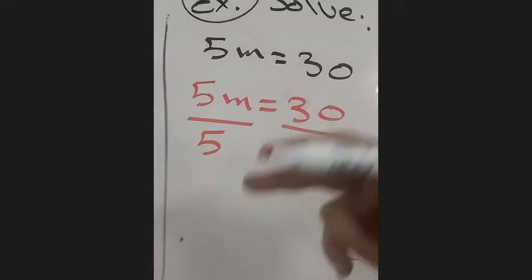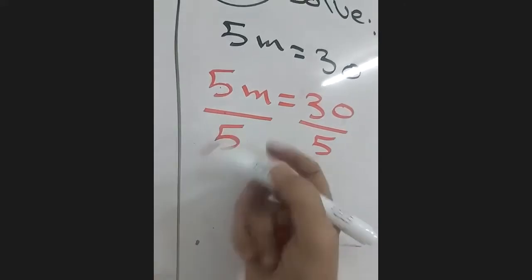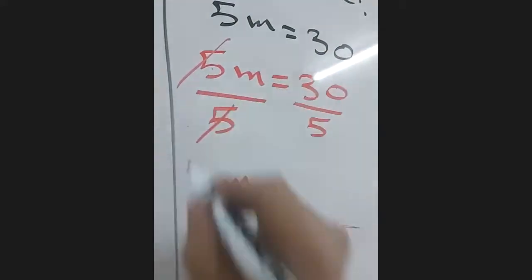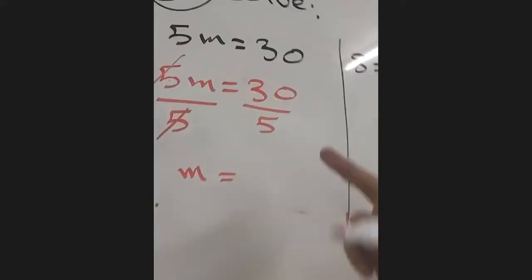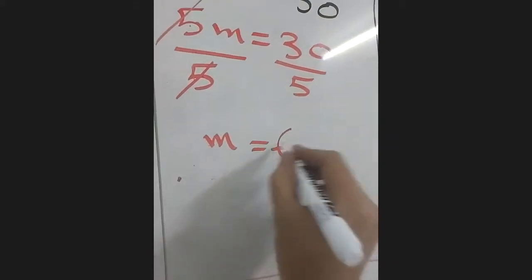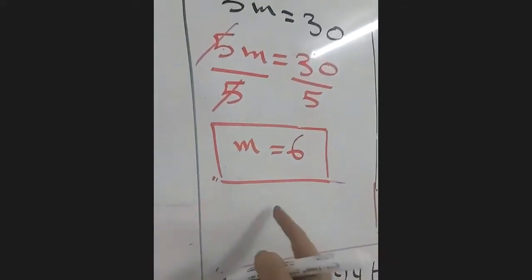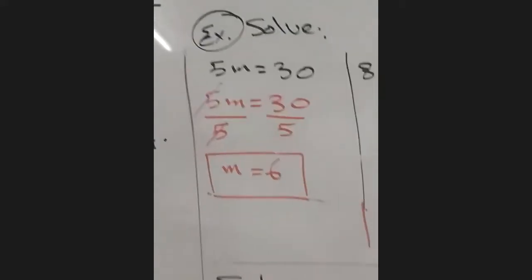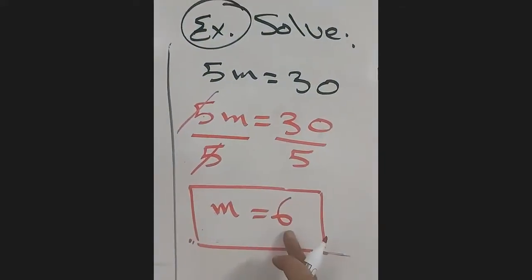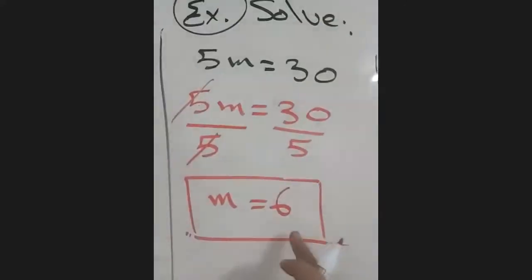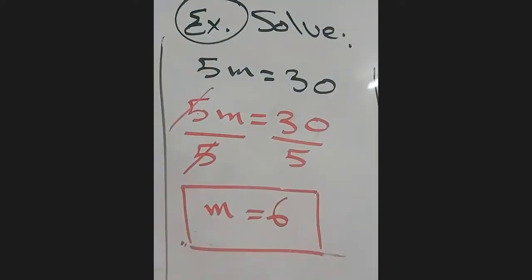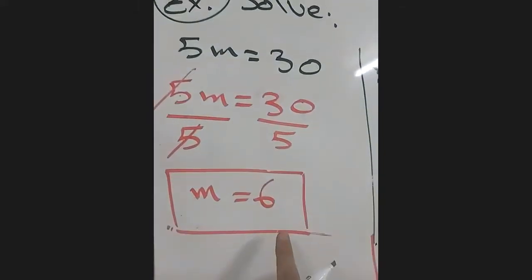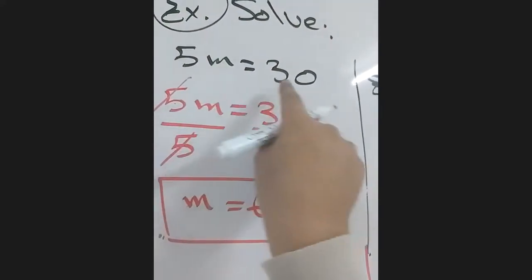Now I will simplify. Here 5 divided by 5 is 1. 1 multiply m is m. So they are gone. And here 30 divided by 5 is 6. This is the solution of this equation. Now to check our answer, replace m by 6. It will be 56? No. It is 5 multiply, don't forget it, 5 multiply m, which is 6. 5 multiply 6 equals 30.